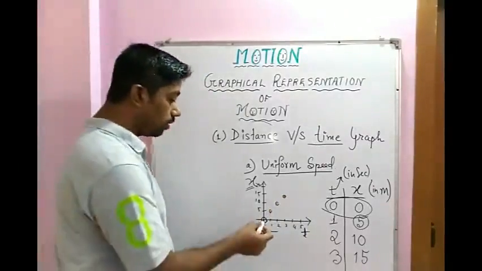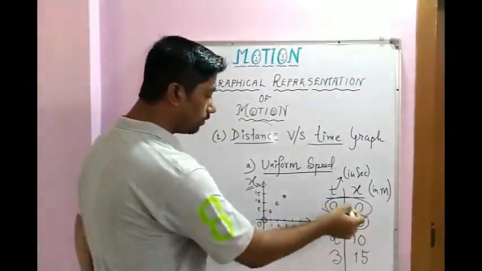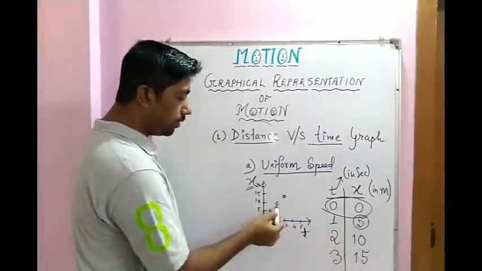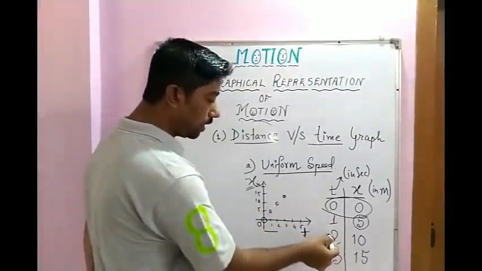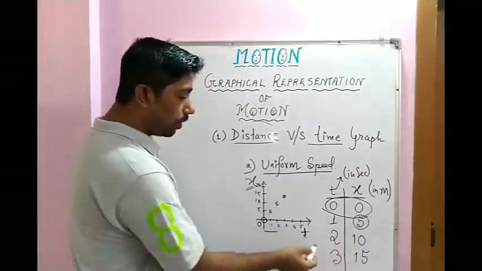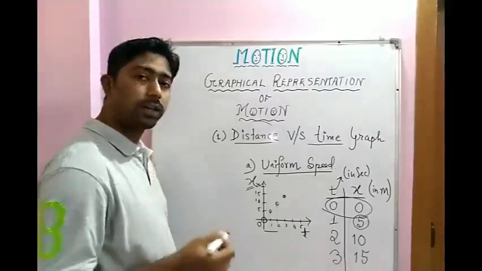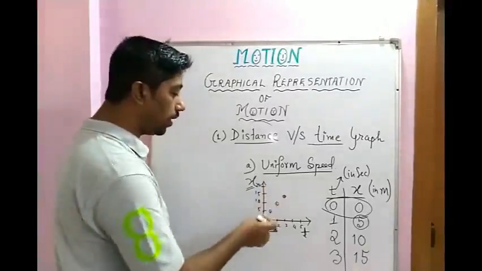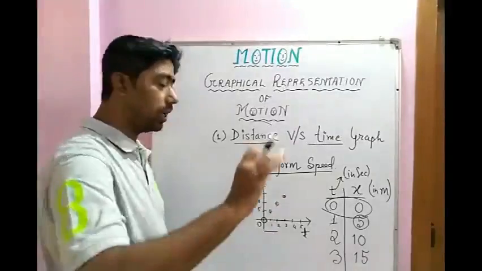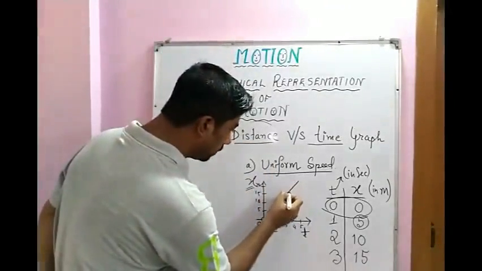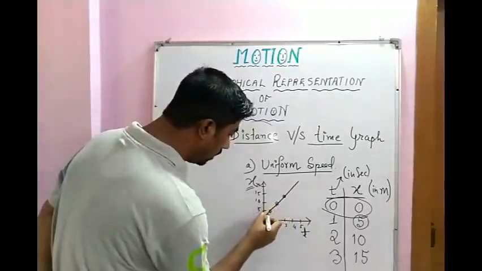So you see, you have one point corresponding to this set of data, second point corresponding to the second set of data, third point corresponding to third set of data, fourth point corresponding to fourth set of data. And if you draw the graph properly, you will see that all these points seem to be on a straight line. So using a scale, we will draw a straight line that passes through all these 4 points.